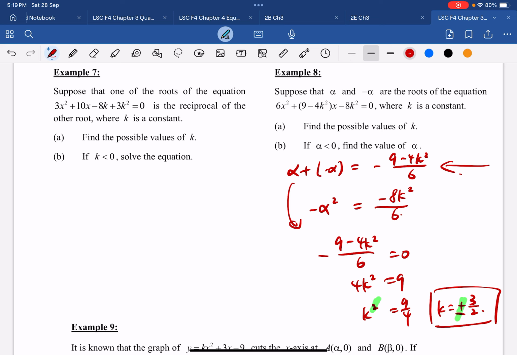So if alpha is smaller than 0, then find the value of alpha. Okay, so you substitute back k. For example, I take k is negative 3 over 2.